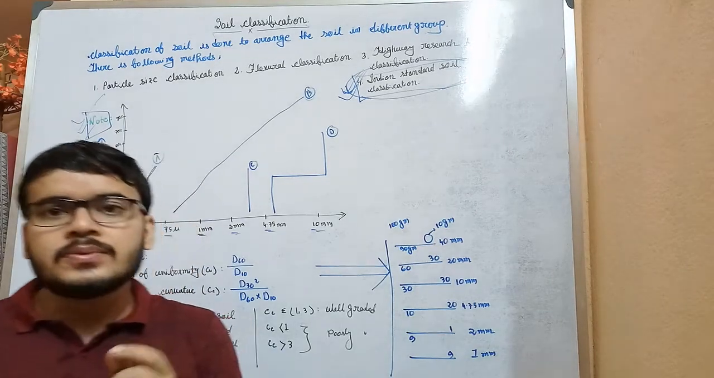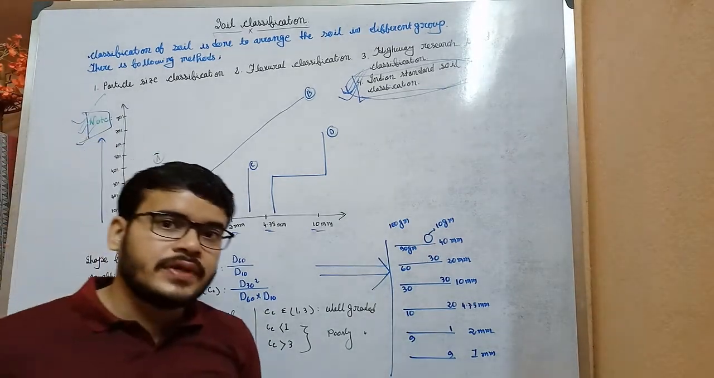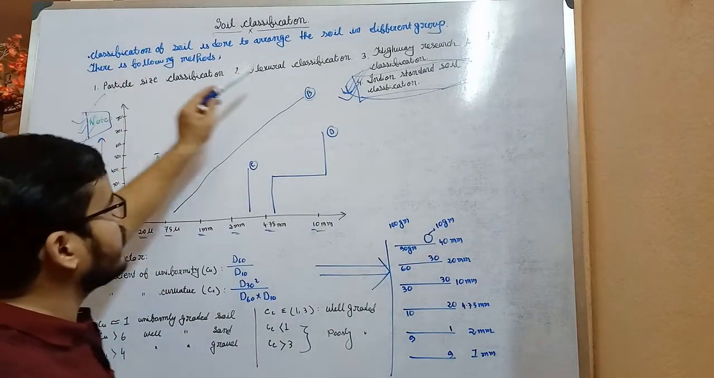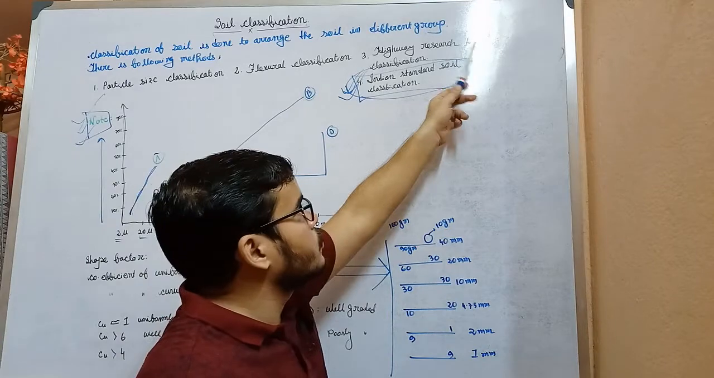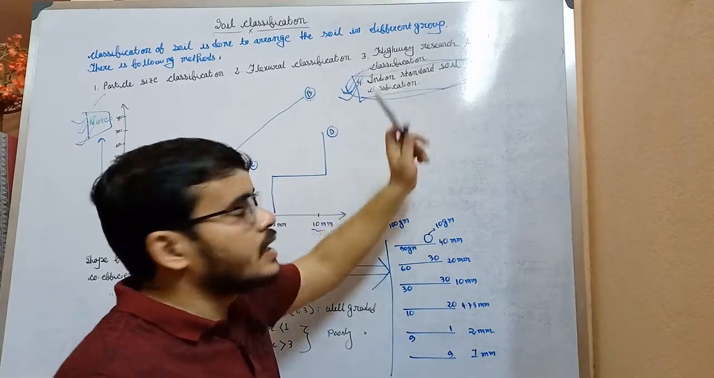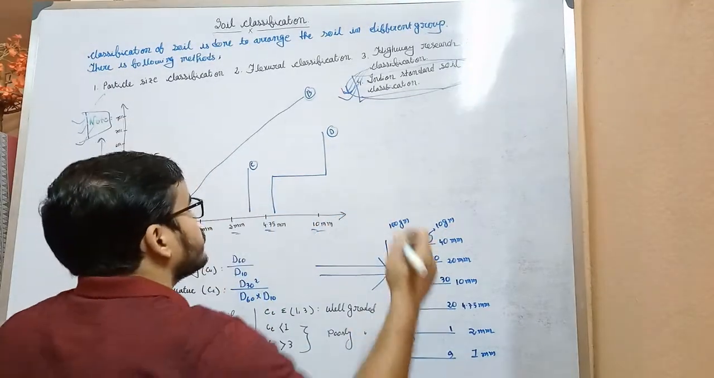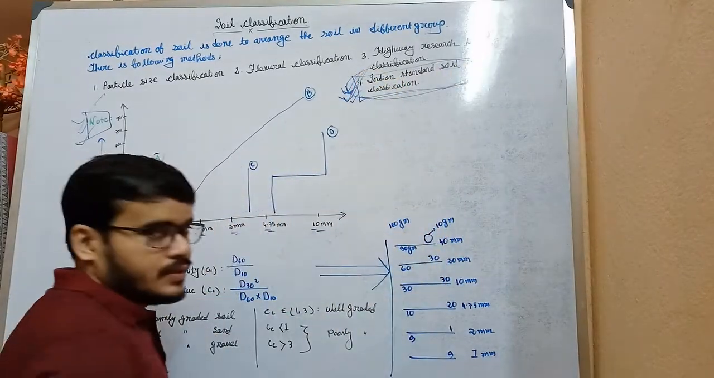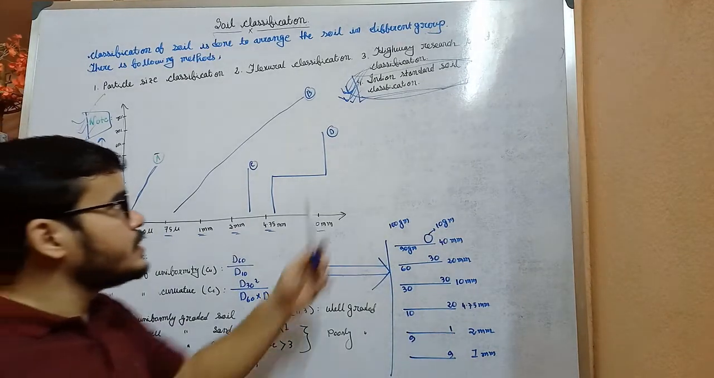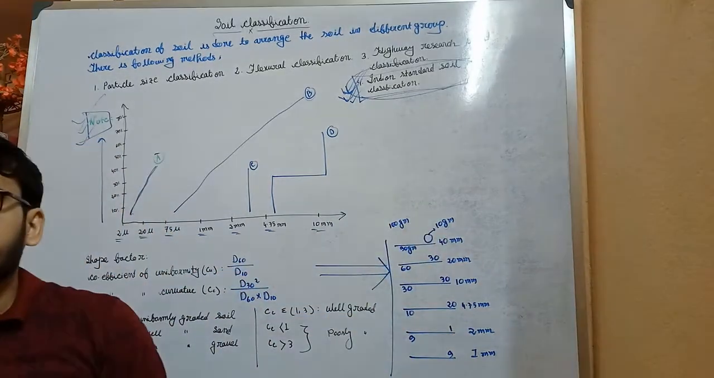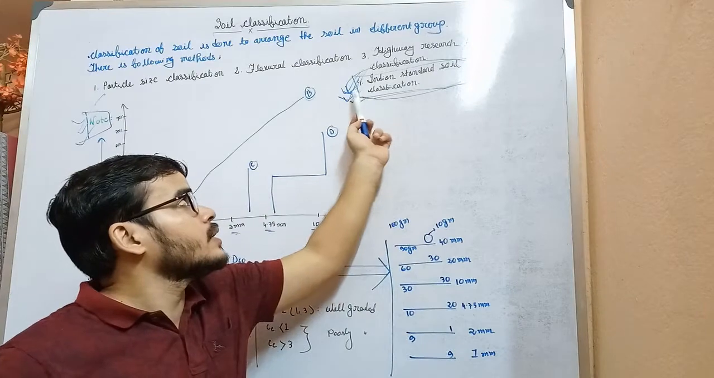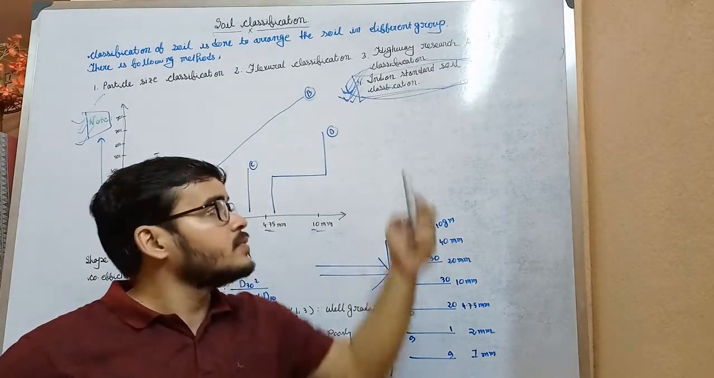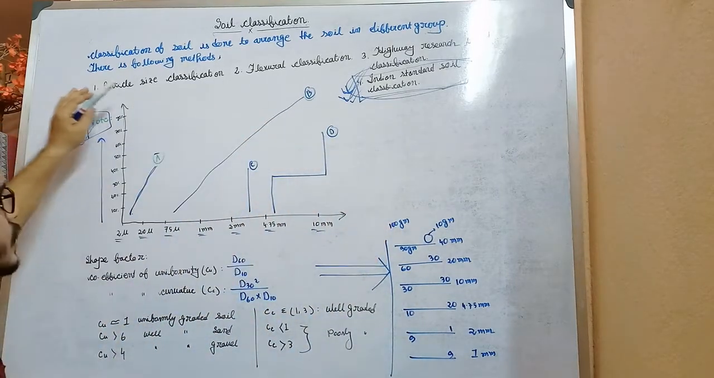The classification of soil on the basis of its size. There are several techniques: particle size classification, textural classification, Highway Research Board classification, and Indian Standard classification. We will cover Indian Standard soil classification in this lecture. These techniques are actually used in most of the laboratories. Before this, we have to learn about this graph.